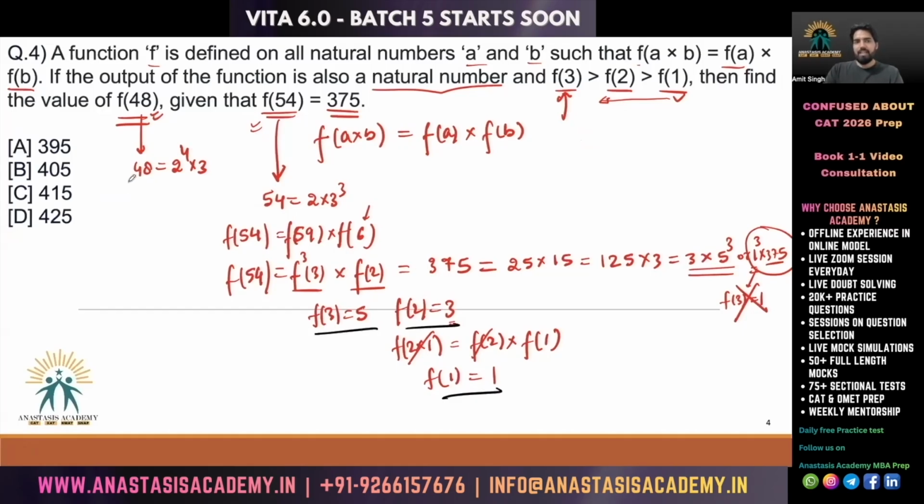Can I find the value of f of 48? It would be 2 raised to the power 4 into 3. So I can write it as f of 3 into f of 2 raised to the power 4, because I can write the 16 as 2 raised to the power 4. And f of 3 is 5 and f of 2 is 3. 3 raised to the power 4 is 81. So that would be equal to 405. So option B is the correct answer.